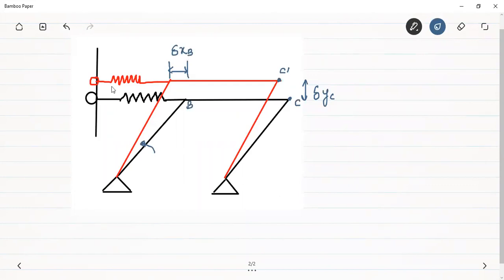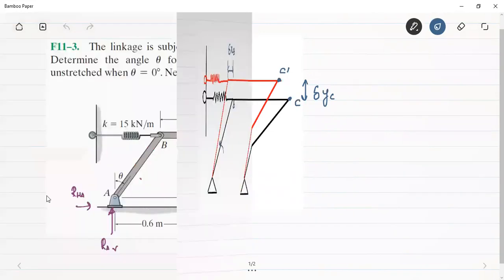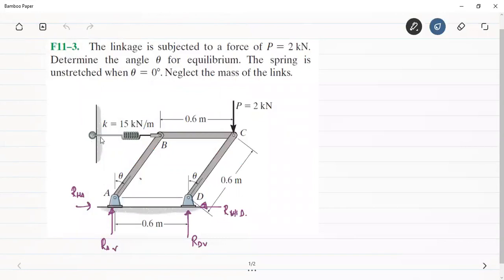One thing to note is that this spring will always remain horizontal because there is a roller attached here. You can see from the figure, there is a roller here. So if these links are moving in the clockwise and anti-clockwise direction, the link BC will either move upwards or downwards, and with it will also move the spring upwards or downwards because there is a roller attached. Therefore, it is free to move in the upward and downward direction. So therefore the spring will always remain horizontal.